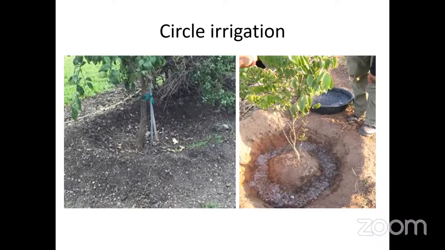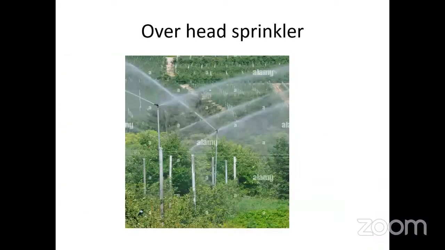Here you can see the circles. Of course, it is very well known, and the water is added in those circles. The overhead sprinkler, we said the sprinkler irrigation system is divided into overhead sprinklers, like what you see in the photo, and this of course is too costly, but it can give a good modified environment around the tree canopy.